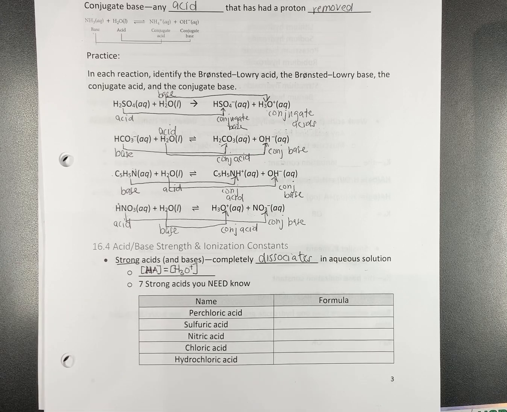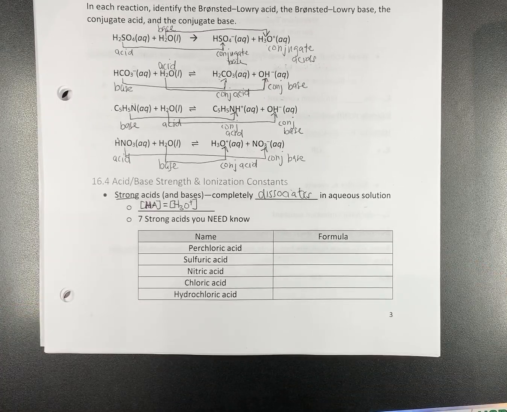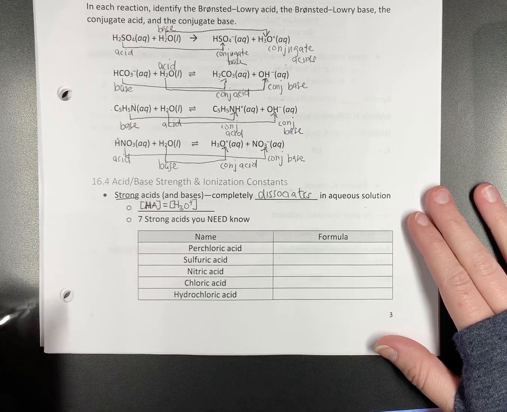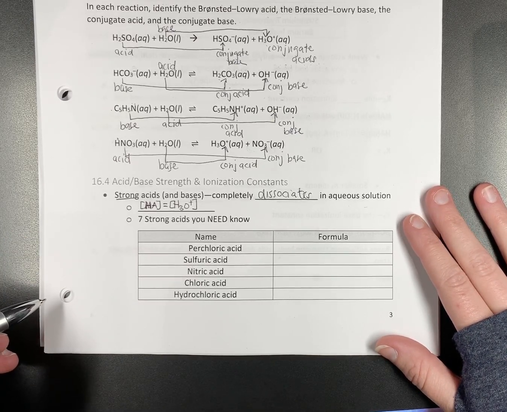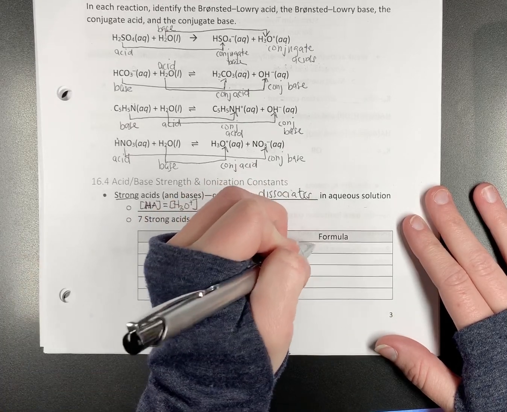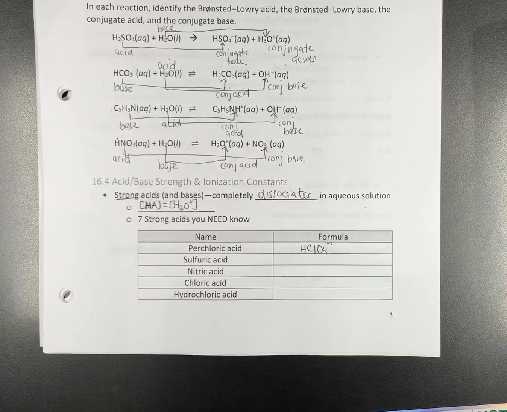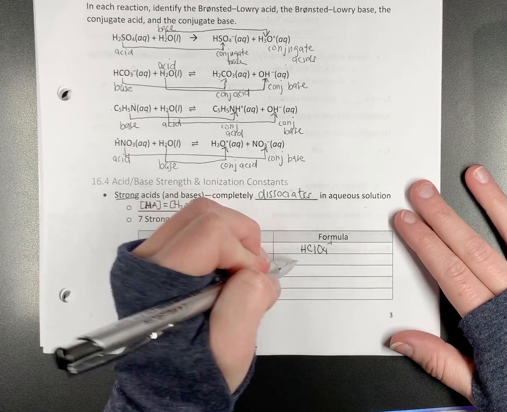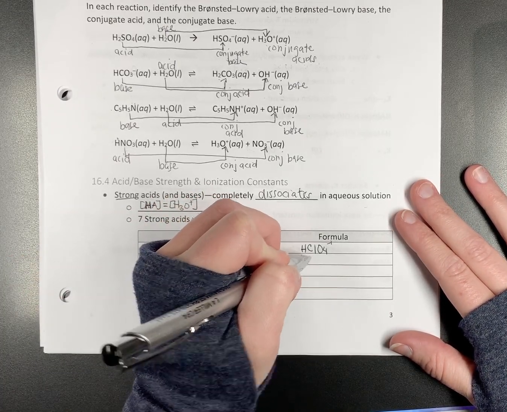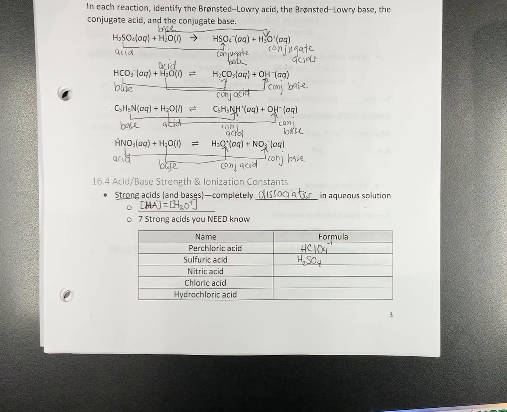So, 7 strong acids you need to know. This goes over pages. Yes, you do need to know these. All right, perchloric acid. Anybody know the formula? Cl. Yes, Cl. 5. Close. Oh, ClO4. And then that's a -1, so it needs 1 H to balance it. Yes, remember the polyatomic ions. Sulfuric acid, H2SO4. Remember, -ate ions make -ic acids.